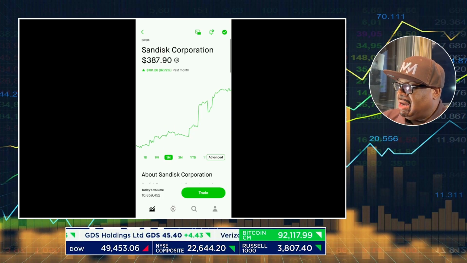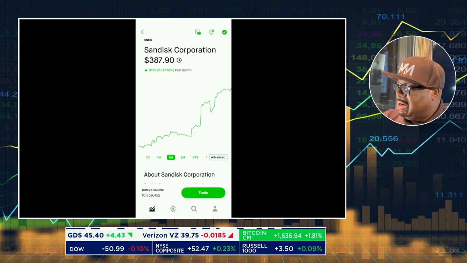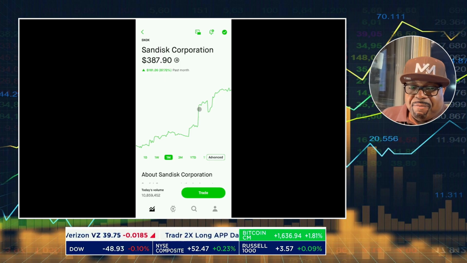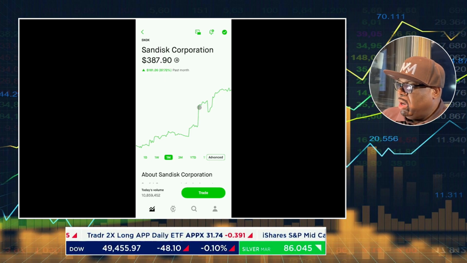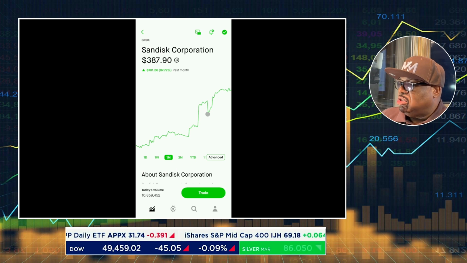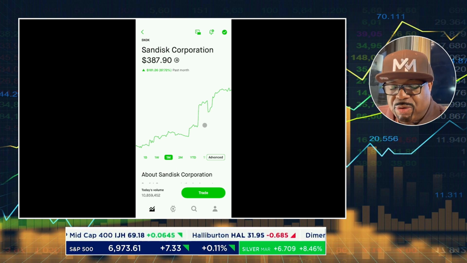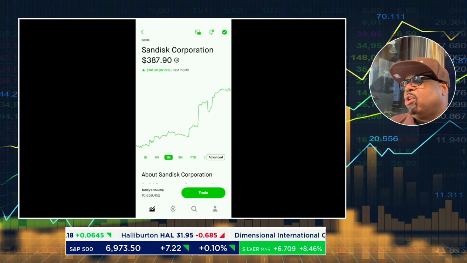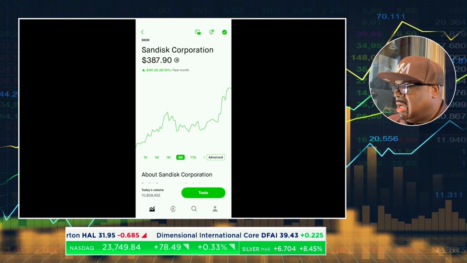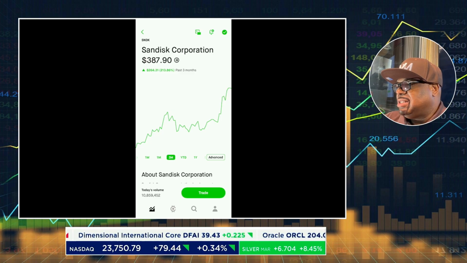If you see right here where this graph is, let me get my cursor out. If you see right here where we went up strong, then we had a nice drop. That can be a significant loss if you have a lot of money on it. Only put 10% on these particular stocks. Look at the 3-month projection.